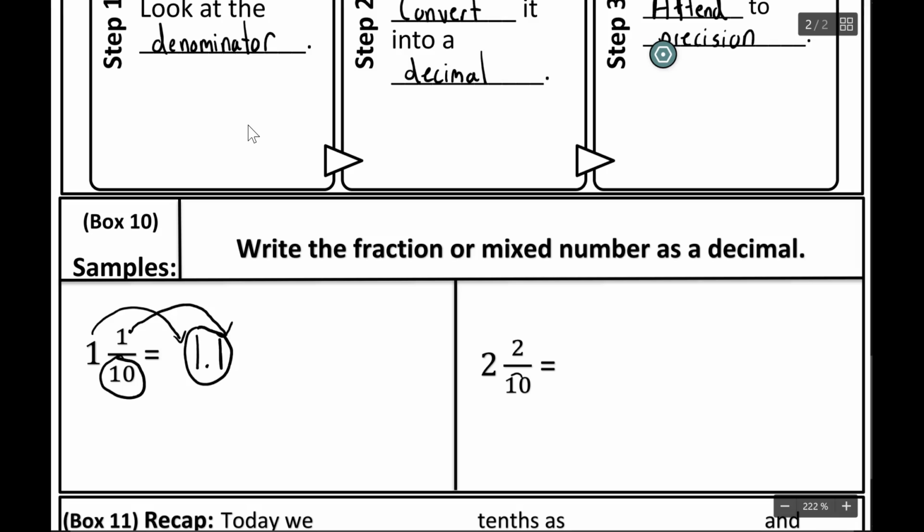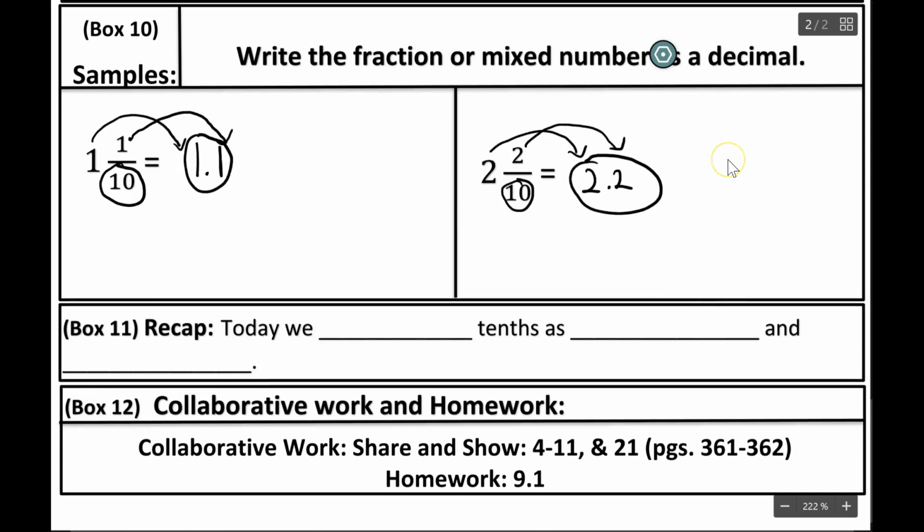Going on into our next sample problem. Again, look at the denominator, that's a 10. Then I write my whole number. So I write 2 point, then I look at my numerator, 2.2. Done. Perfect. Nice and easy. Okay, going on into our recap.